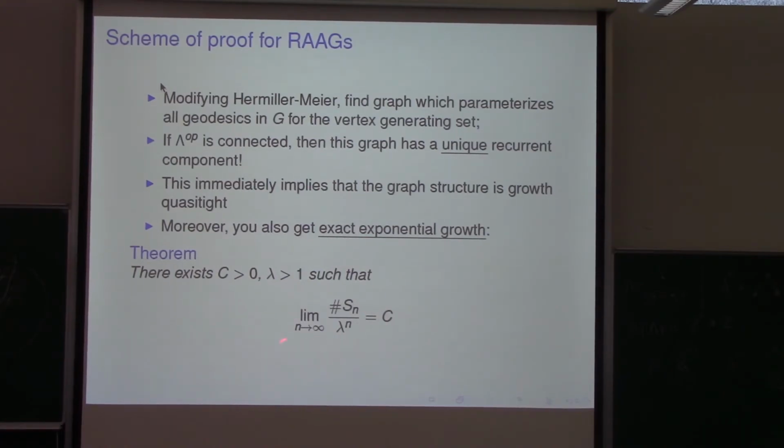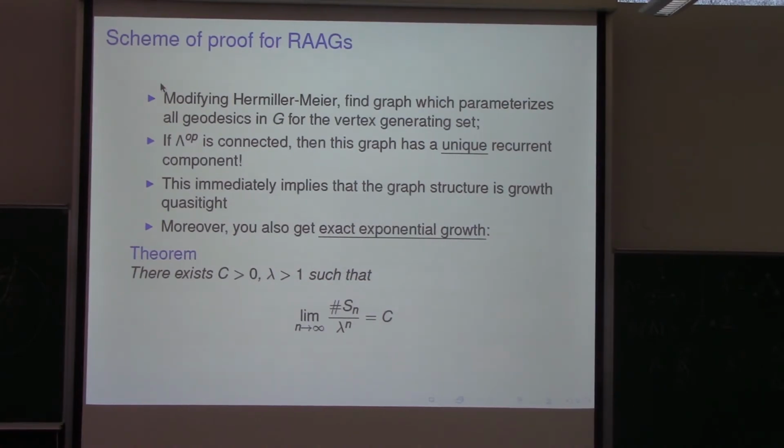In fact, if you count just the number of elements in the sphere, without caring about loxodromics or anything else, they just have pure exponential growth. But if you take the number of elements in the sphere and divide by lambda to the n, this actually converges to a number. So this follows from the fact that they do have a nice graph structure.